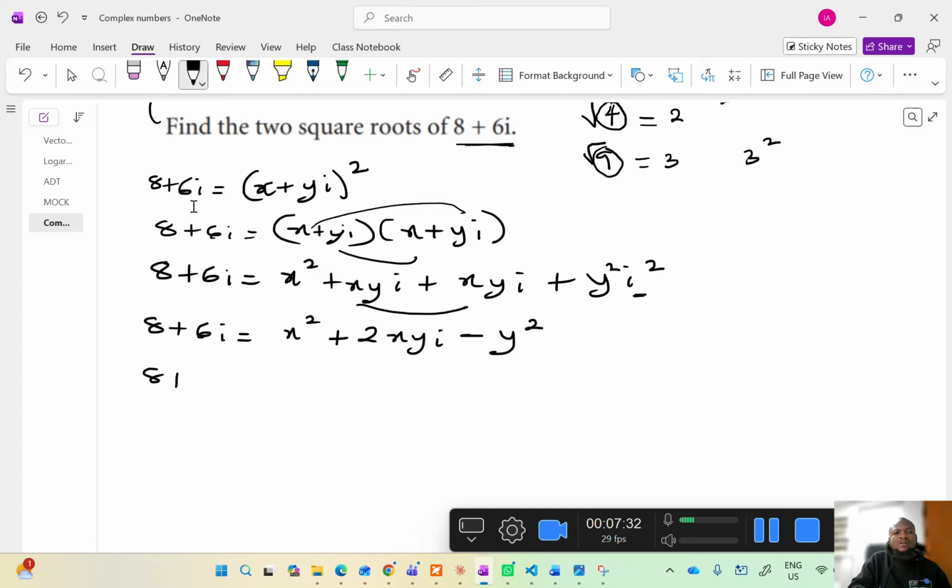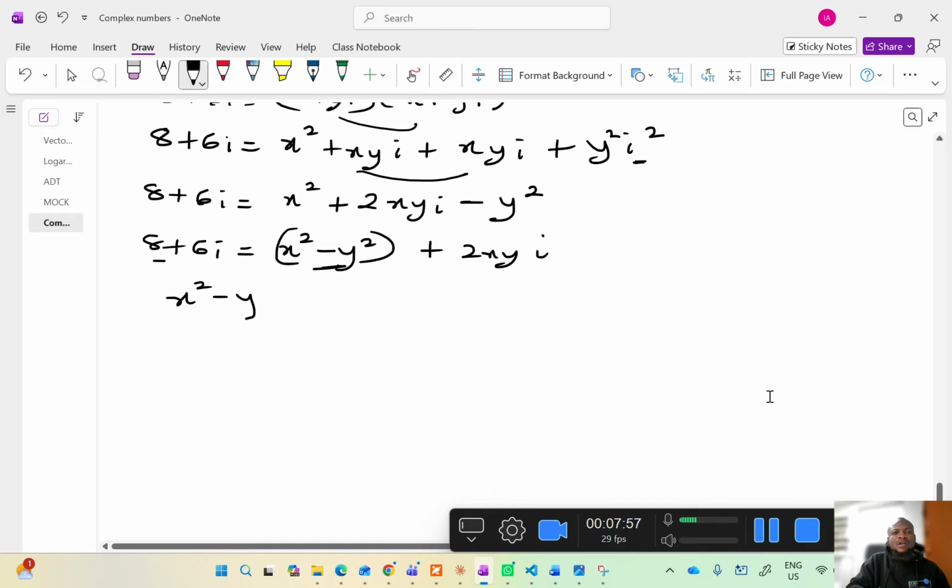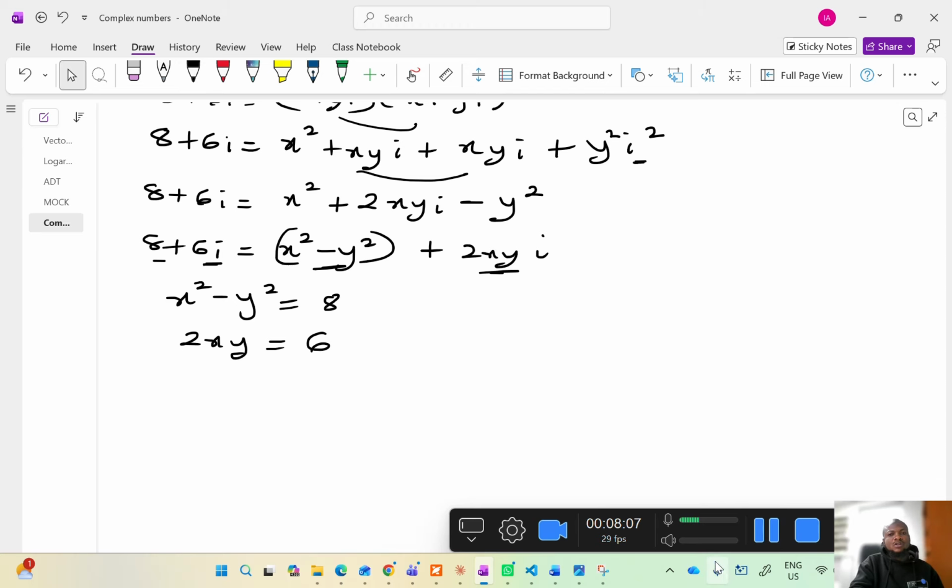Okay, so if I group it in terms of real and imaginary number, this becomes x squared minus y squared, which is the real part, plus 2xyi, which is the imaginary part. Then what I'm going to do from this point is to compare coefficients. So this is real, this is real. That implies that x squared minus y squared is equal to 8. This is imaginary, this is imaginary. That implies that 2xy is equal to 6. I hope this is well understood.